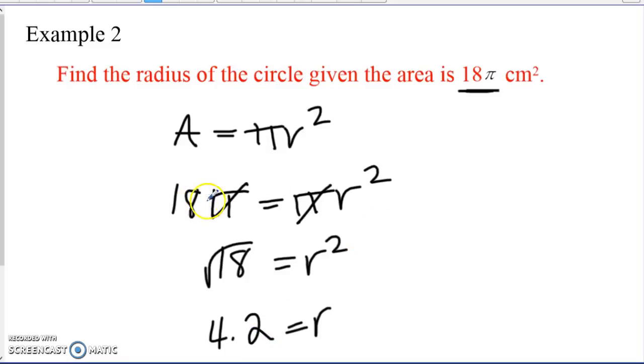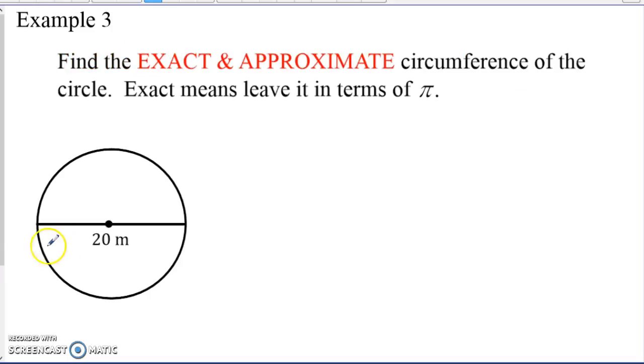If that is a perfect square, like 81, then the square root of 81 is just 9. So if pi's in the answer, it's because a lot of times it makes it a nicer number. But since 18 wasn't a perfect square, it didn't come out that nice. Round to the nearest tenth, unless I tell you otherwise. But let's go and talk about exact and approximate.